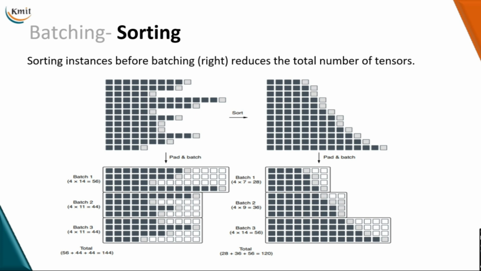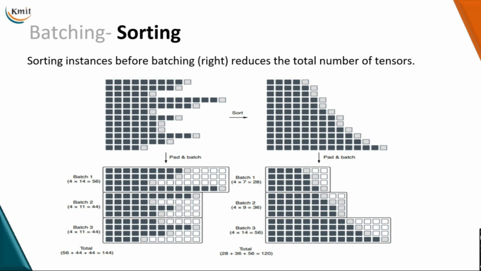So one idea is to sort. This is called sorting: sorting instances by their length and batching accordingly. As you can see in the figure, this compares two situations. One in which the instances are batched in their original order, and the other where the instances are first sorted before batching. The numbers below each batch indicate how many tokens are required to represent the batch, including the padding tokens.